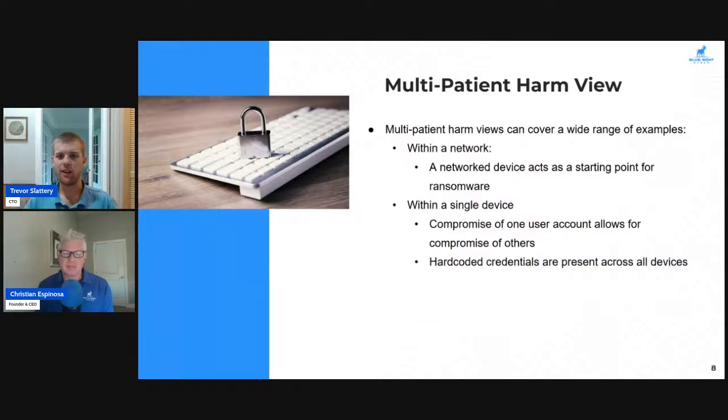We've even seen some solutions and workarounds to this, like having individual tenants for different clients. So let's say that a service provider has a cloud-based solution that they want to sell into different healthcare delivery organizations.